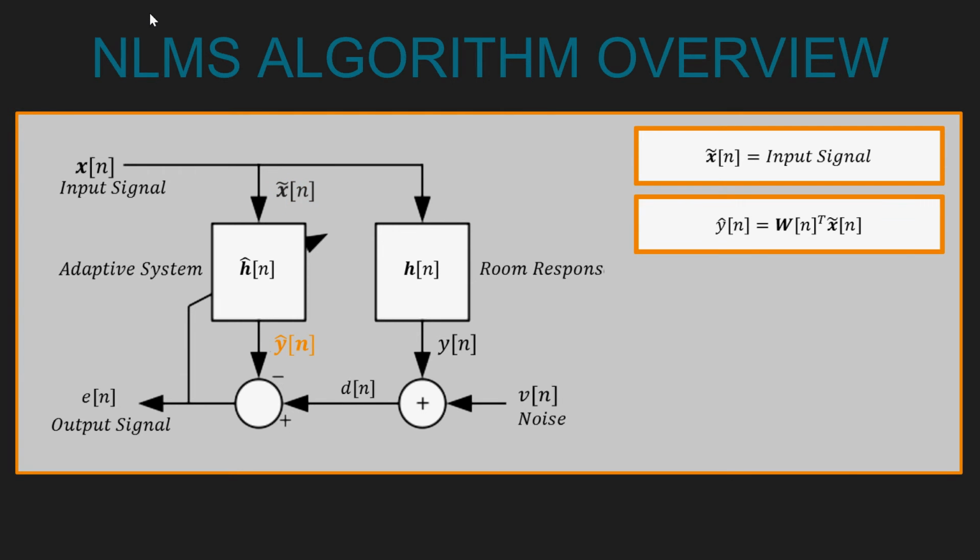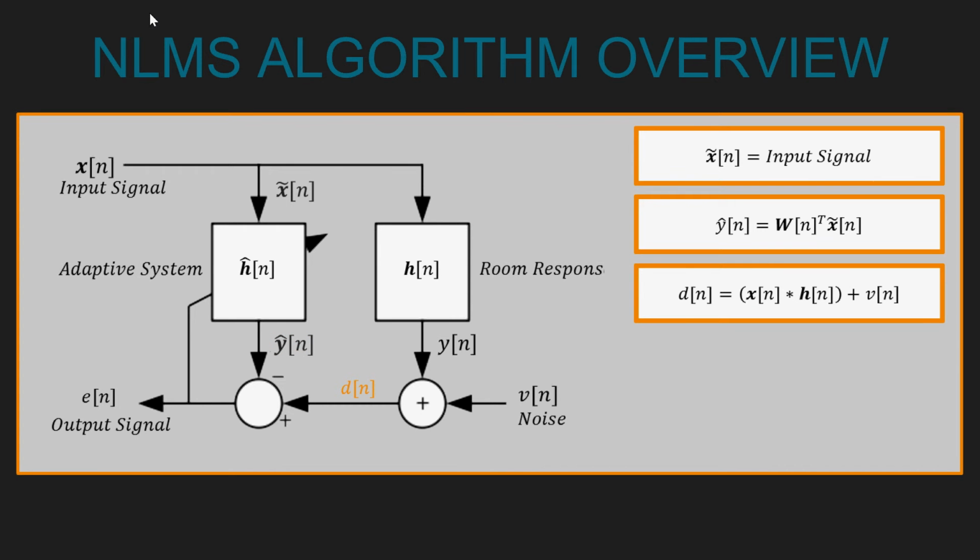y hat(n) is the output of the adaptive system, and that is calculated as w(n) transposed times x tilde(n). So it's the tap weights transposed, since it's a vector, times x tilde(n). d(n) is taken as x(n) convolved with h(n) plus some noise. So essentially it's x(n) filtered by the room response.